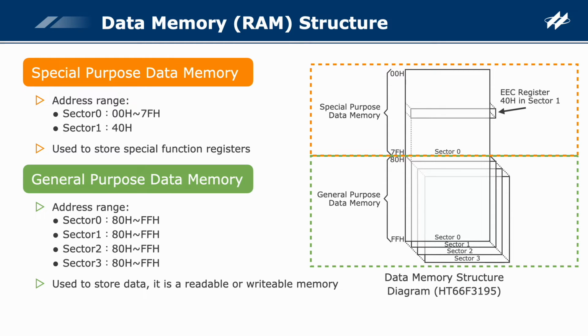The second area of data memory is reserved for general purpose use. All locations within this area are read and write accessible under program control. It is mainly used to store data. It is a readable or writable memory area where temporary data can be stored and retrieved for use later. This general-purpose data memory has 4 sectors, with a capacity of 512 multiplied by 8 bits. Different MCUs have different data memory. Refer to the datasheet for details.